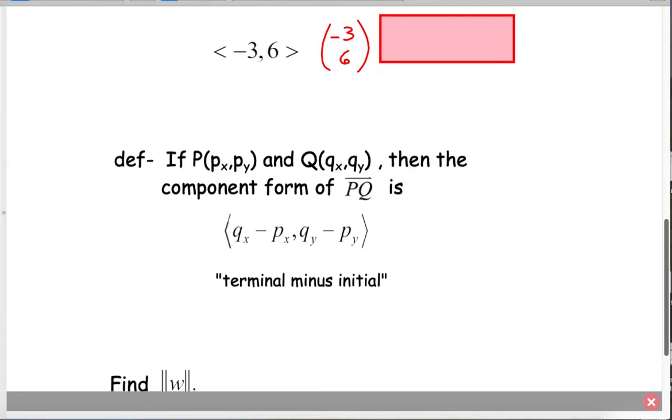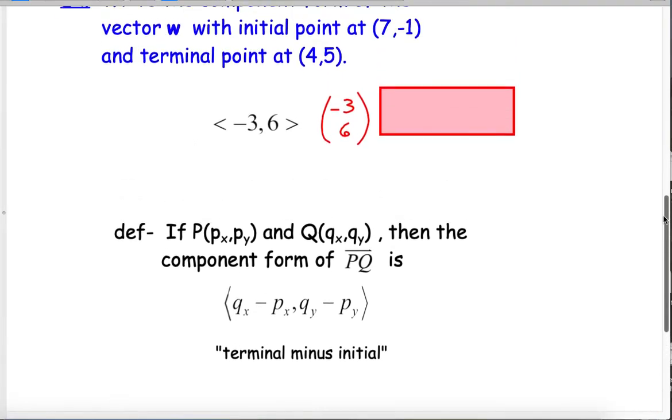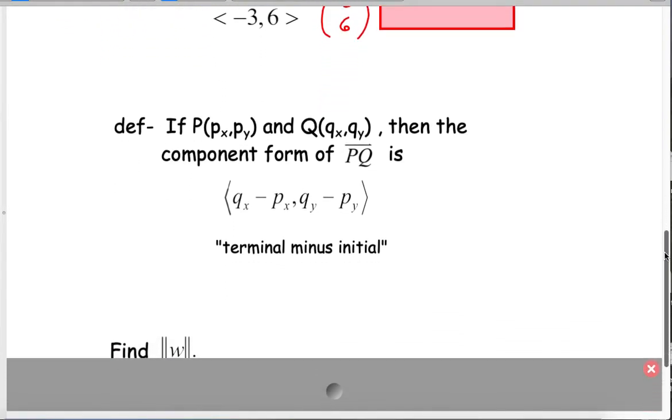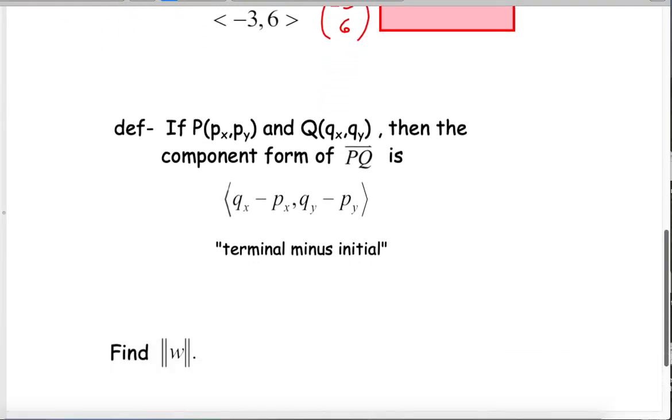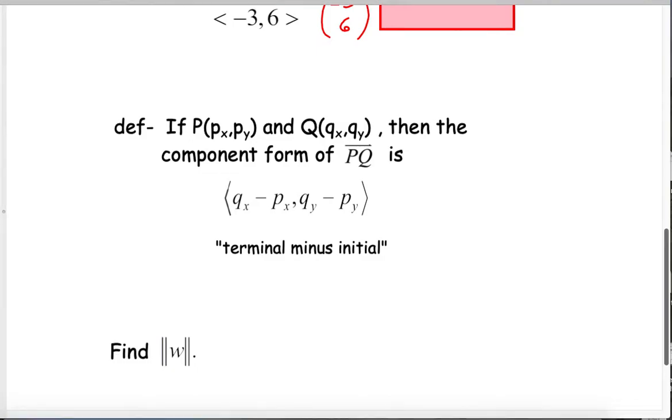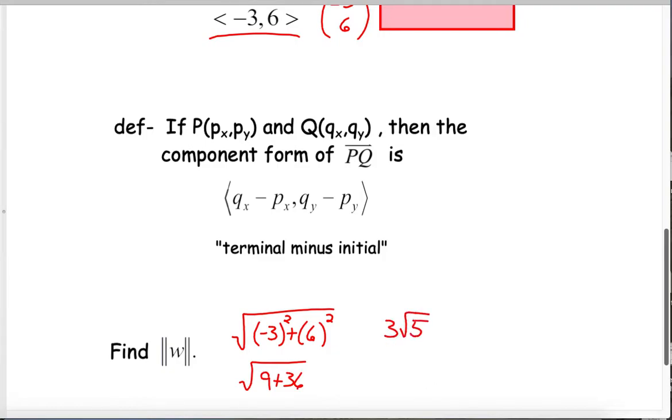And now what if we want to find the magnitude of this new vector from this example? The vector W which has a component form of -3, 6. Well, just like we did before, when we used the distance formula, when it's in component form, it's even easier because then we can just do the square root of the x component squared plus the y component squared. And so that's going to give us the square root of 9 plus 36, which is 45, which is 3 times the square root of 5.